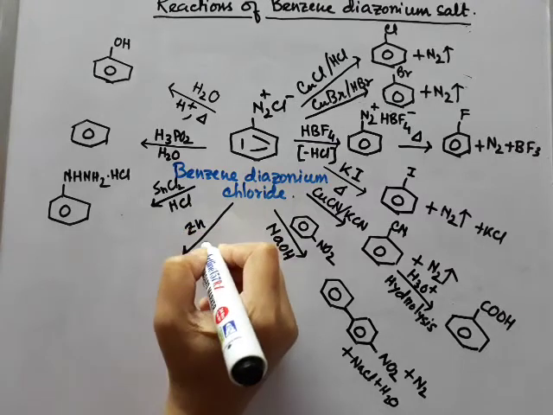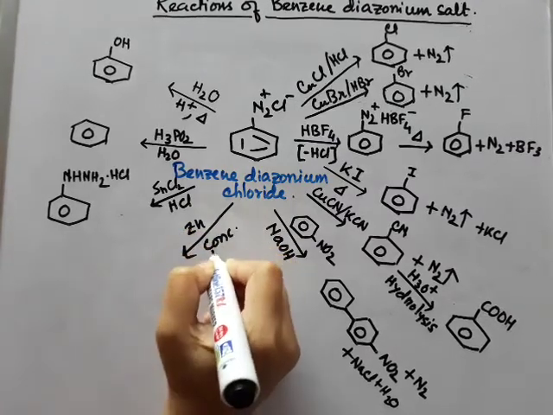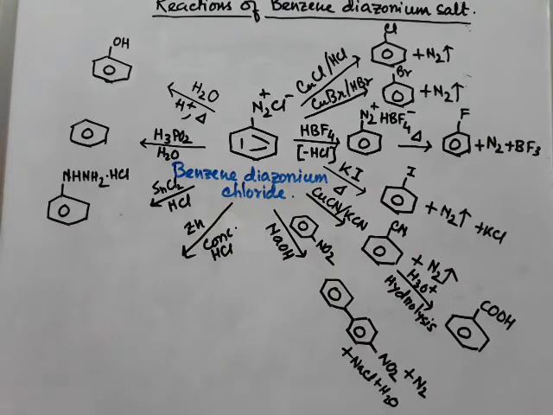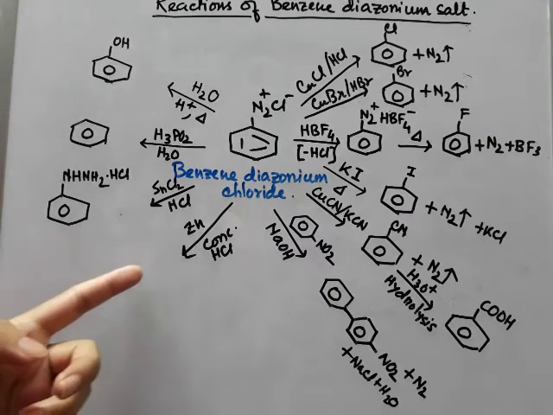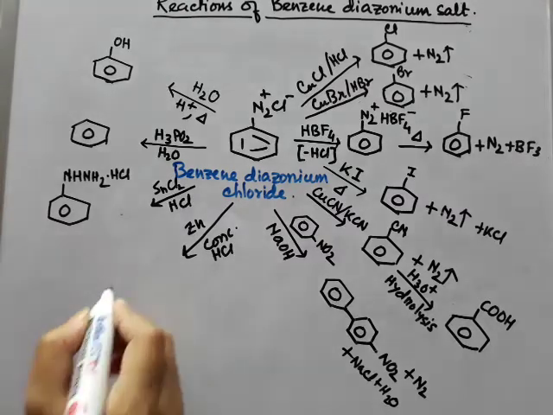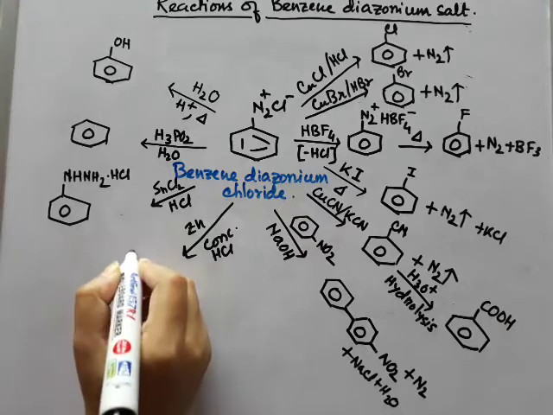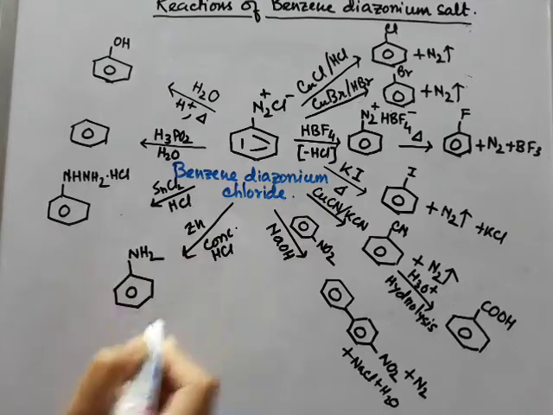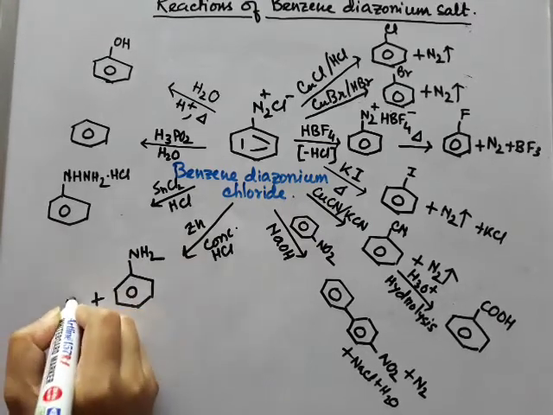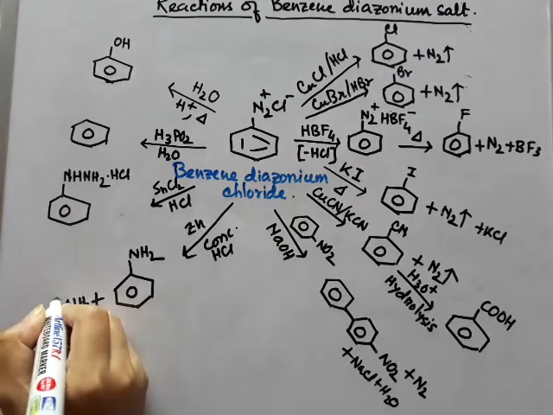but if we reduce this one with zinc and concentrated HCl, then at first we will get phenyl hydrazine, and followed by further reduction we will get aniline, with the liberation of ammonia.